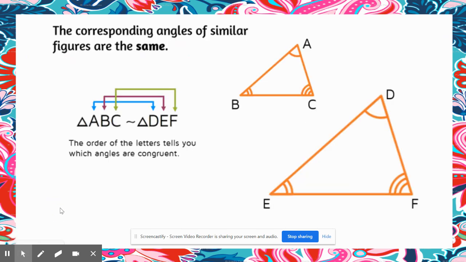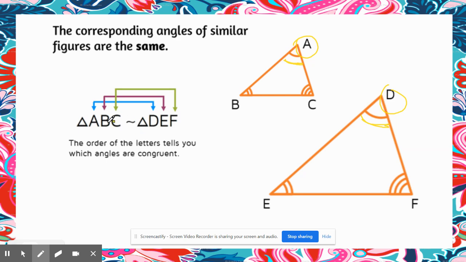All right, so it says the corresponding angles of similar figures are the same. So what that means is we have angle A, which they have a blue arrow going to angle A, is the same as angle D. So if you notice, there's a single arc here on the A, and there's a single arc here on D. That means the measurements are the same.